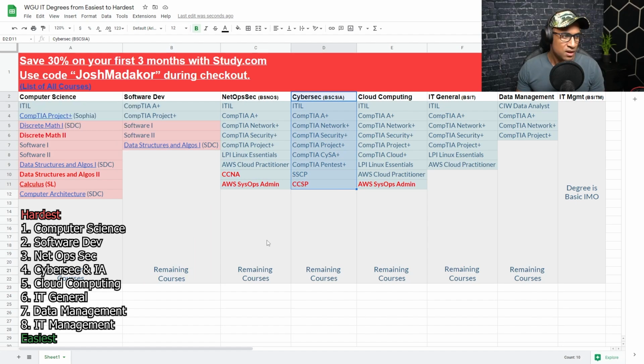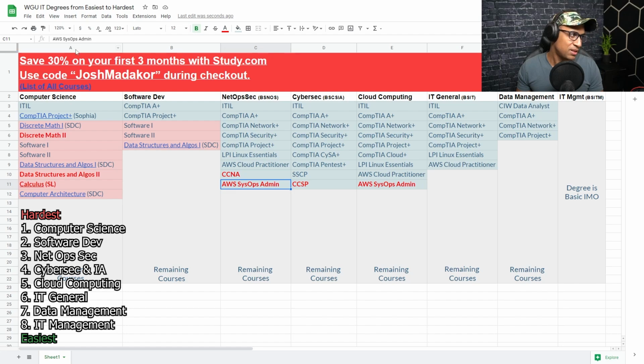So on the far left, the cells that are light blue are just the third party certificates that you'll earn in this degree. For a lot of the degrees from WGU, in order to pass some of the classes, you'll have to take a third-party certificate. That is a certificate offered by CompTIA, for example, or Cisco, or Amazon. You take that certificate and then you'll pass that particular class at WGU.